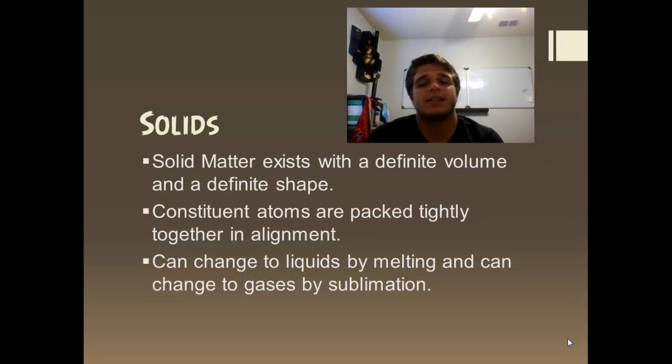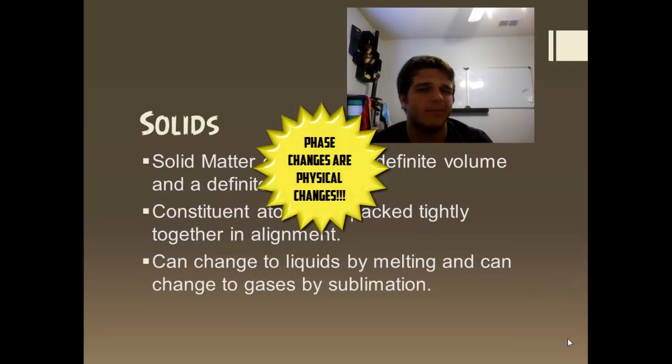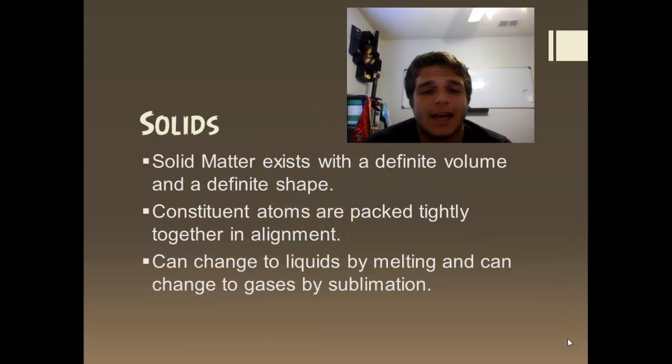They can change to liquids. We also have phase changes that can occur, and these are physical changes, which we'll talk a little bit more about in a couple of units. But solids can change to liquids by melting, and then they can also go straight from the solid phase to the gas phase by a process known as sublimation. And that happens a lot in dry ice. We're going to do an experiment with that in class.